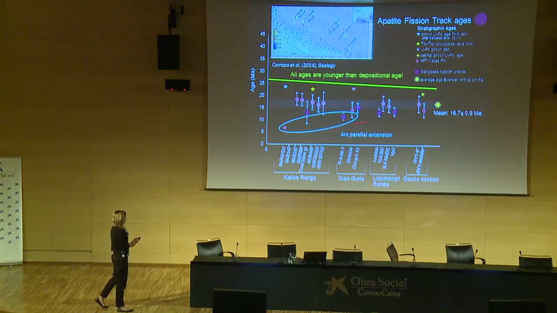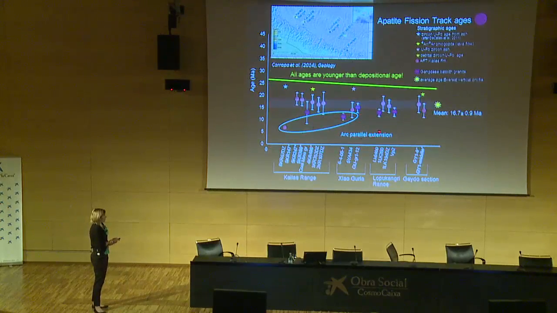Now, there are some outliers that can be explained by extensional tectonics. Those are close to some of the domes in southern Tibet, and they actually are consistent with the timing of arc parallel extension, and a lot of people have worked on these rocks.